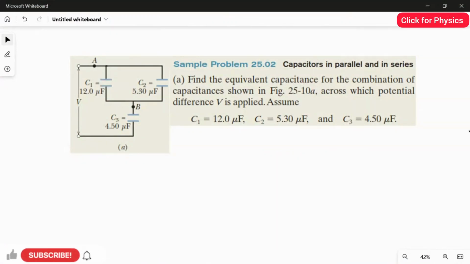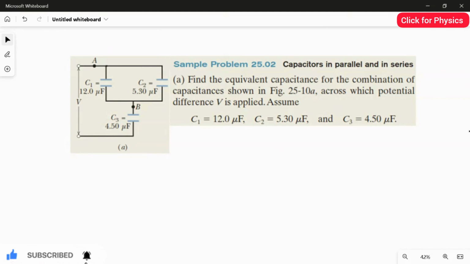Find the equivalent capacitance for the combination of the capacitances as shown in the figure, across which the potential difference V is applied. Assume C1 equal to 12 microfarad, C2 equal to 5.3 microfarad, and C3 equal to 4.5 microfarad. So here we have to see the circuit diagram. In this circuit diagram, we have three capacitors, C1, C2, C3. The capacitors have different values. One is 12.0 microfarad, the second one is 5.3 microfarad, and the third one is 4.5 microfarad.